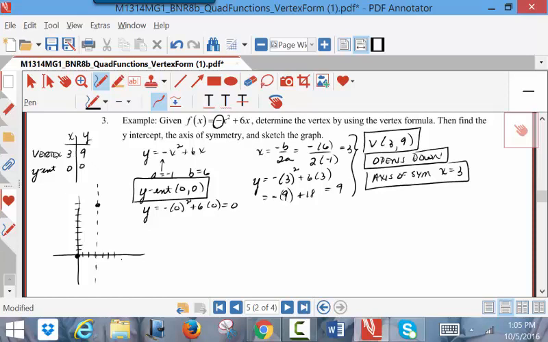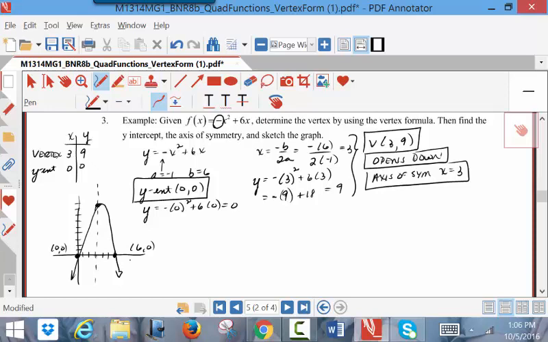What's the other x-intercept? When I do the reflection of the origin over that axis of symmetry, what's going to be the name of that point? It's going to be a 6, right? Oh, and it's not supposed to be pointed up there. There's your graph.